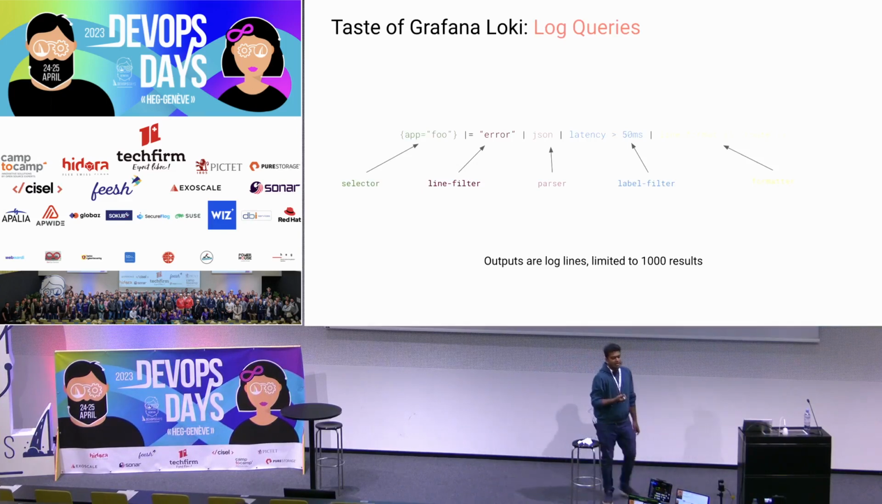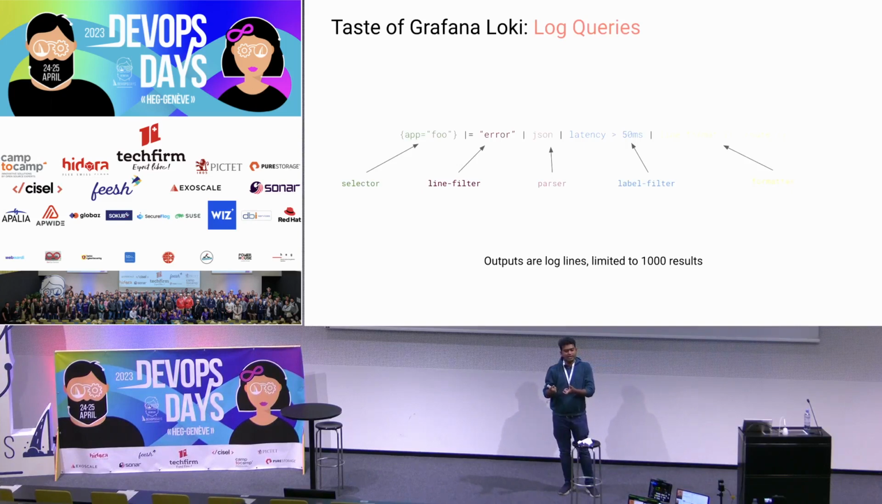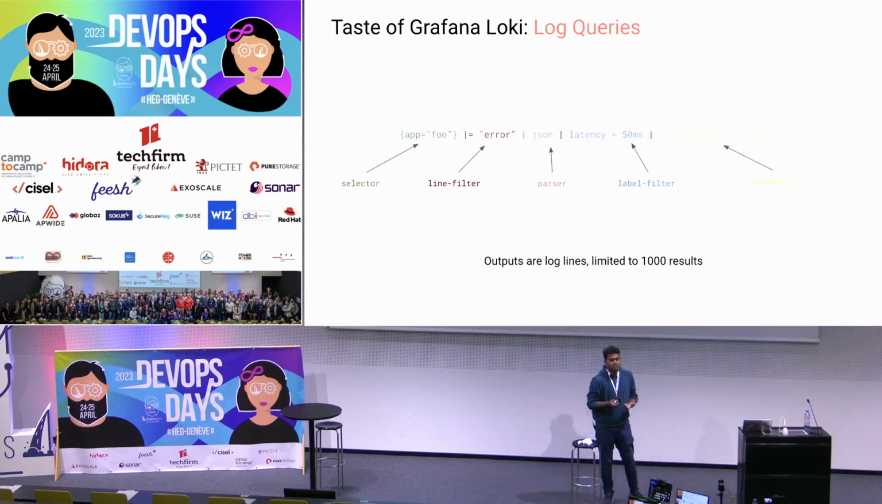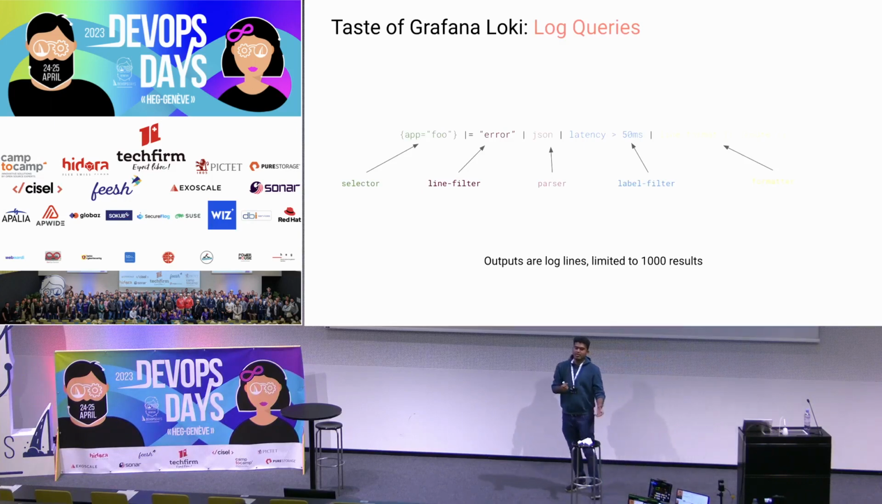So here, in this case, we are matching: give me all the log lines from app equal to foo, filter all the log lines that have only error, parse them as JSON, and then show me the log lines that have a latency of more than 50 milliseconds, for example. One thing to note is that the 50 milliseconds syntax doesn't mean the latency key has to have the string 50 ms. It can be in any duration format, and Loki will understand it. So here you can have 5 minutes or 5 hours, it doesn't matter, as long as the latency is in some duration format that Loki can understand.